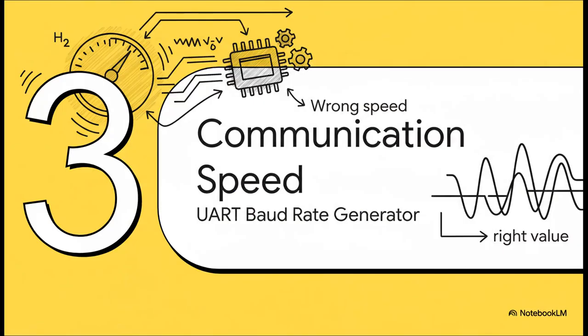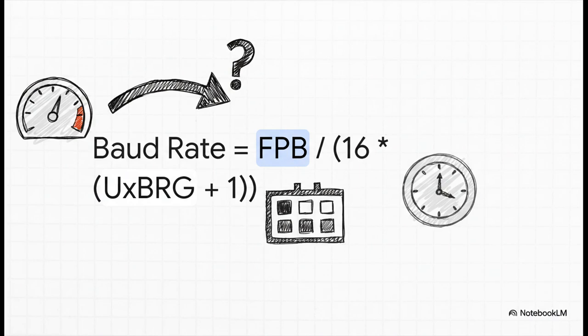Let's spend a little more time on that speed dial. Getting the baud rate right is probably the most important part of the setup. If the speeds don't match between the two devices, all you're going to get is complete garbage. So how do we figure out the perfect value to put in there? Well, the datasheet gives us this formula right here.